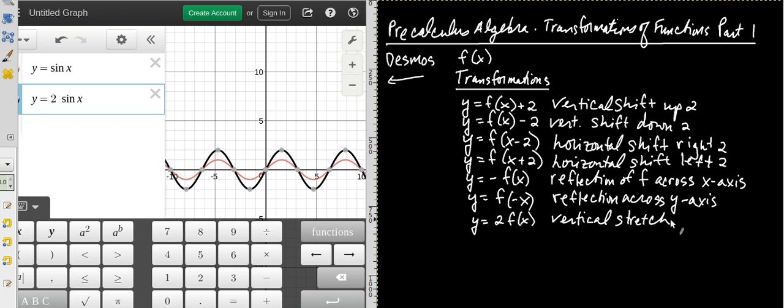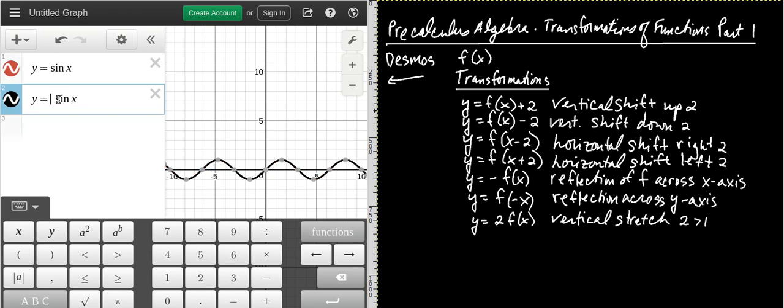And now you can see why it was easier to use the wave to illustrate this. Now a vertical stretch is a stretch if you have a number in front greater than 1. So what's important here is that the 2 is greater than 1. If you change it to 1/2, for example, what would happen?